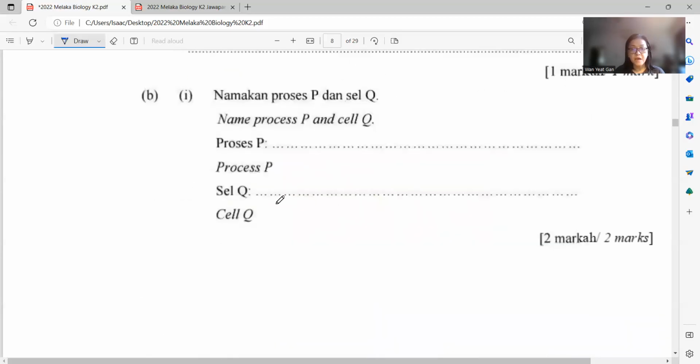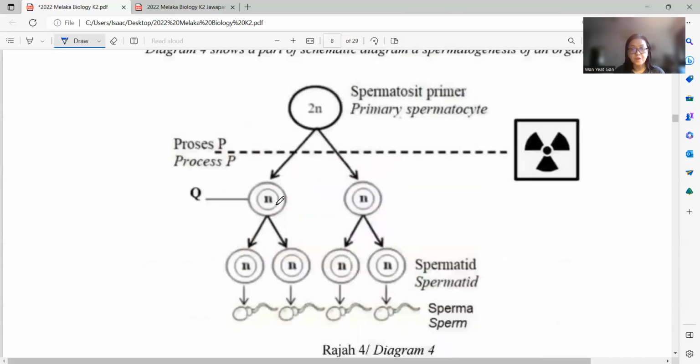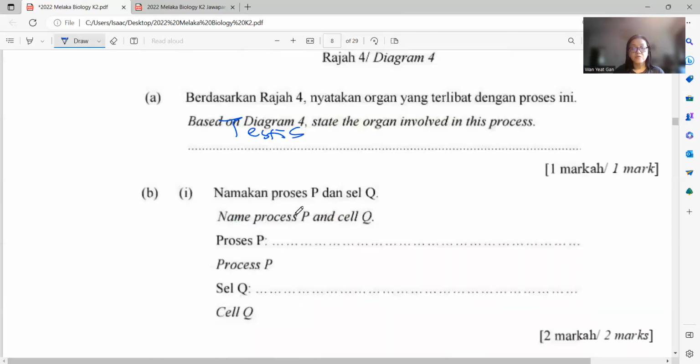Name process P and cell Q. So process P here is to produce haploid cells. Okay, so this is meiosis 1 and Q is secondary spermatocyte.